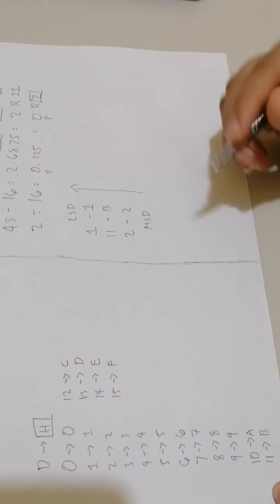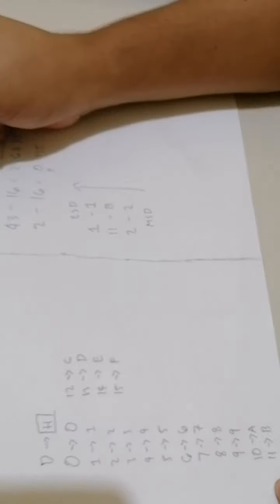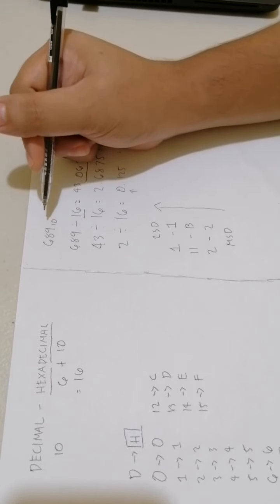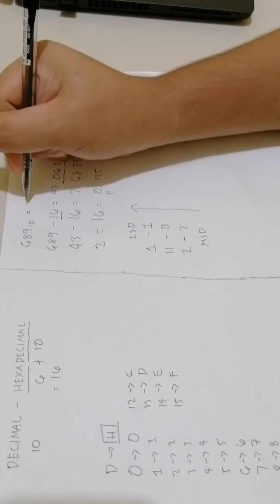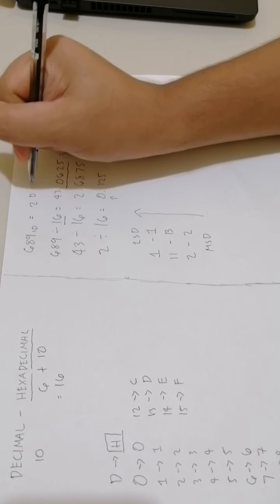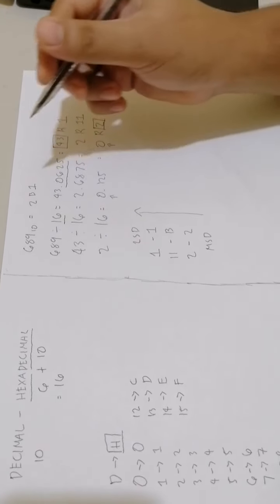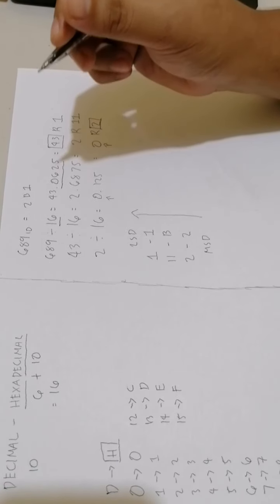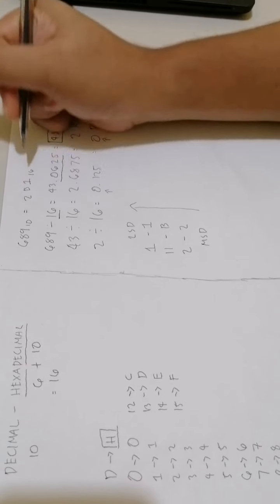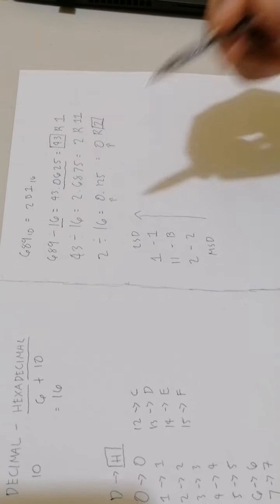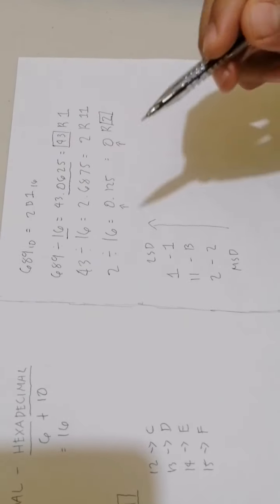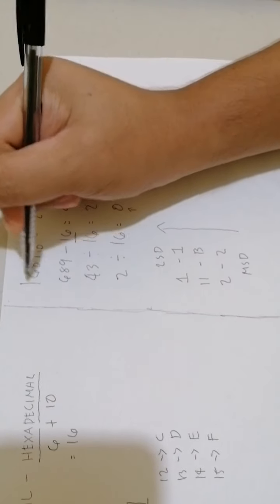So therefore, 689 in the base 10 system as a decimal is 2B1 as a hexadecimal, so we can write a subscript of 16 to indicate that this is a hexadecimal number, and that's how we convert a decimal number to a hexadecimal number. So this is the result.